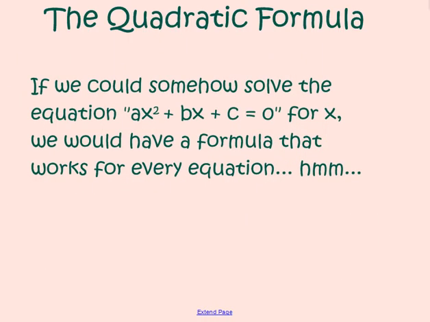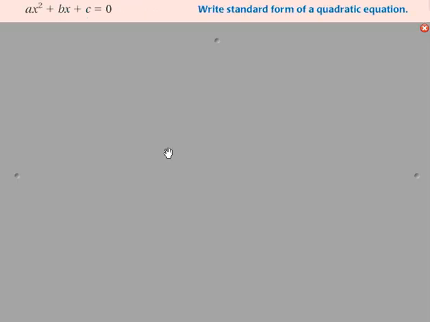The deal is, if we could somehow take this general formula ax squared plus bx plus c equals 0 and get x by itself, then we would have a little magic formula that we could just plug numbers into and it would work every single time. Alright, watch out because this is about to get seriously ugly. You start with the standard form. Guys, just follow along. Please do not try to copy and write everything down.